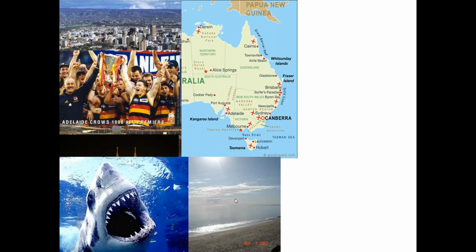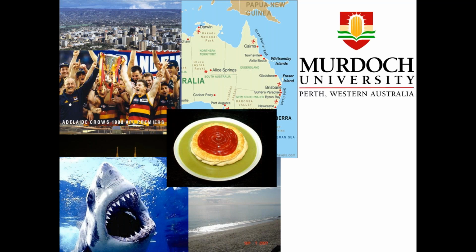Beautiful beaches, not so nice creatures in the waters, land of the great white shark. This is our state food, which is a meat pie floater, and I challenge you to enjoy it because it's phenomenal. I went to vet school at Murdoch University in Perth in Western Australia. That's where I did my veterinary school.